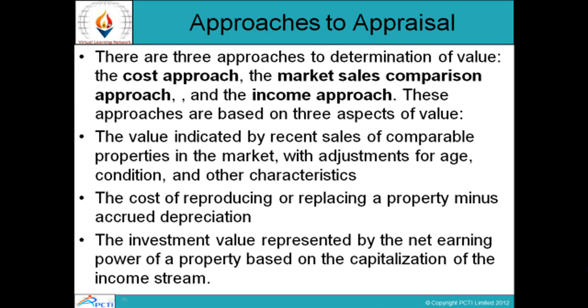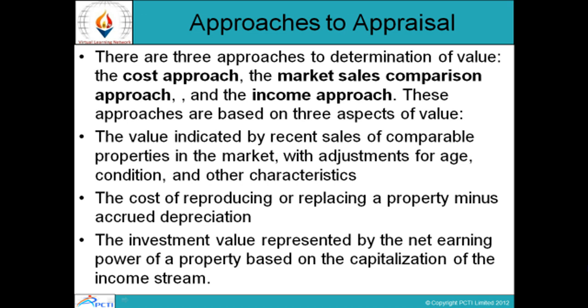Another is the cost of reproducing or replacing a property, minus the accrued depreciation. That always leads to depreciation in the machineries, so to minimize this, we consider how much cost the company presently has on the assets. Assets means all the assets which the organization has, that is human beings and machineries. So what is the cost of reproducing, and at the same time what exactly depreciation has occurred.